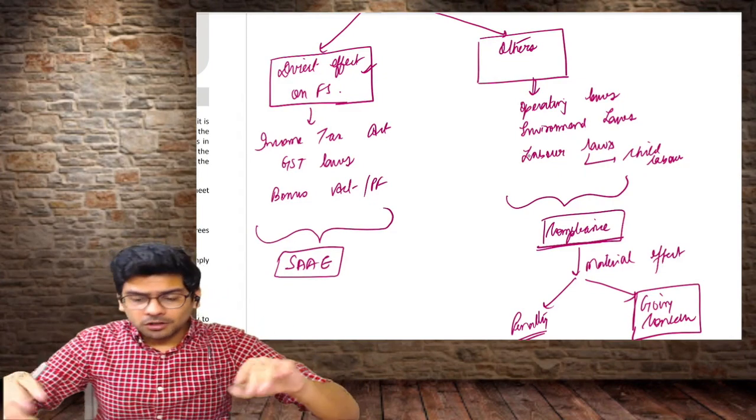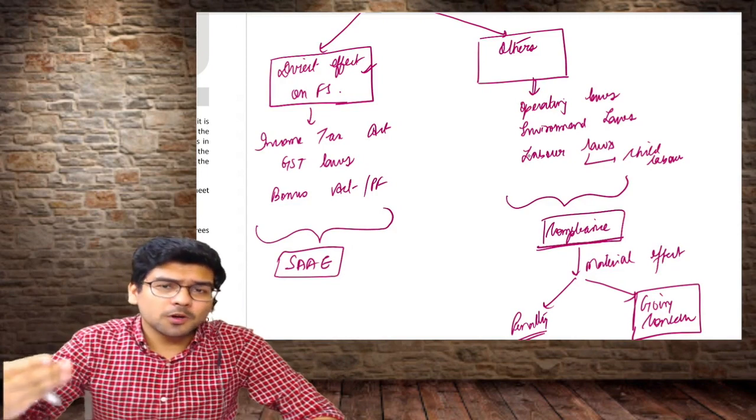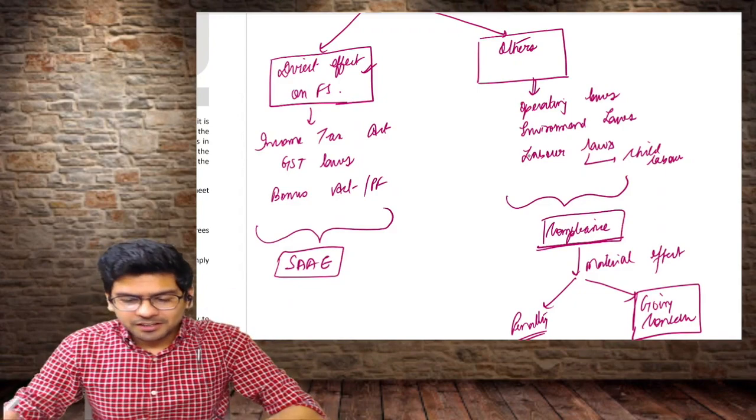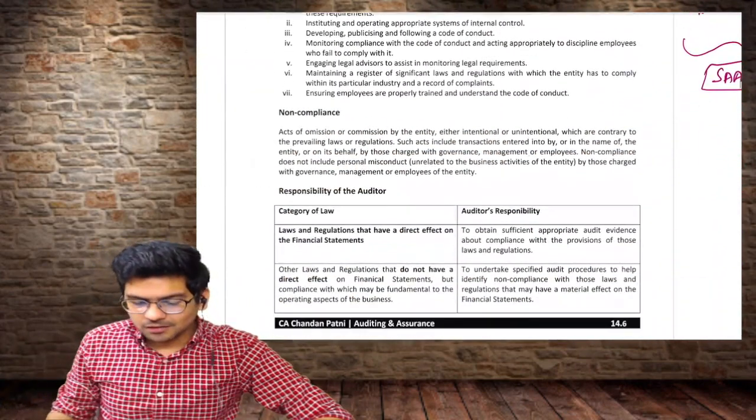So there are two kinds of laws, and for each of these laws, what is the responsibility of the auditor? We are going to cover that. Again, it is a very, very simple standard. Don't go by the number of pages that we have, but let us start this.